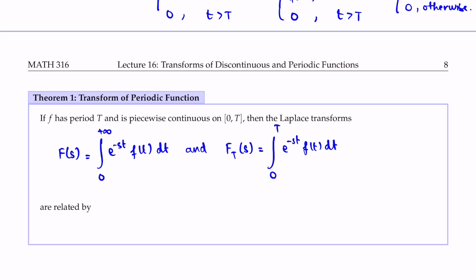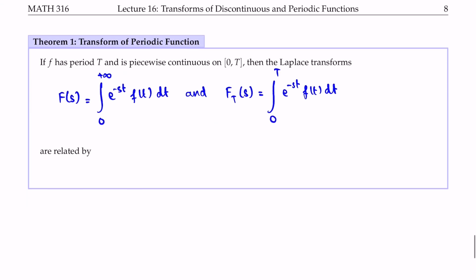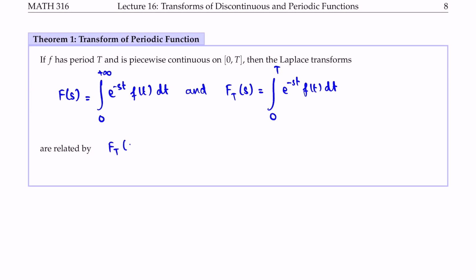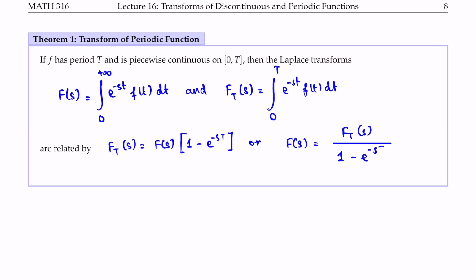And these two Laplace transforms are related by the formula, that is capital F sub T of s equal to capital F of s times 1 minus e to the negative sT. Or you can solve for capital F of s as follows. So capital F of s equal to capital F sub T of s divided by 1 minus e to the negative sT. Okay, so I just divided both sides by this term. So that's the formula. Where is this actually coming from? So I'm going to show you a quick proof of this.